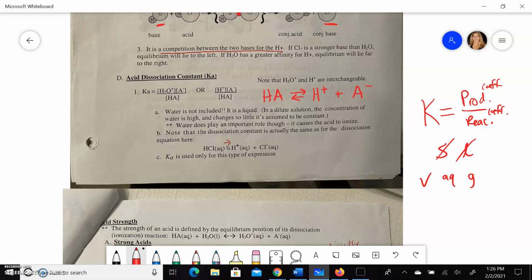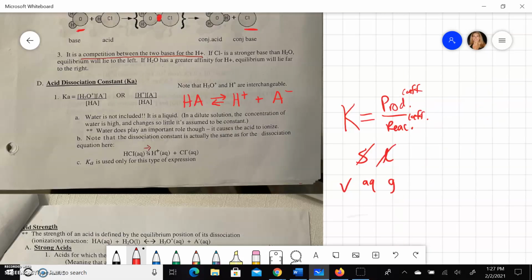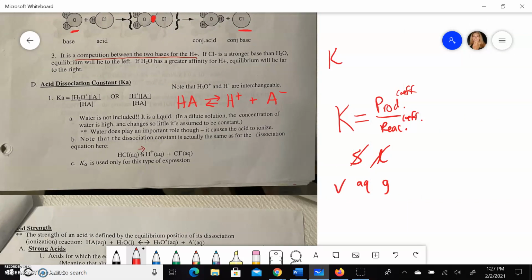Or down 1 charge. So when you take off the H plus, keep in mind that the charge goes down 1. If the original acid was already like +2, then when you take off the H plus, it will become just +1. So now we can write the K equation for this reaction. K is equal to H plus concentration times A minus concentration, the products, over the reactants.